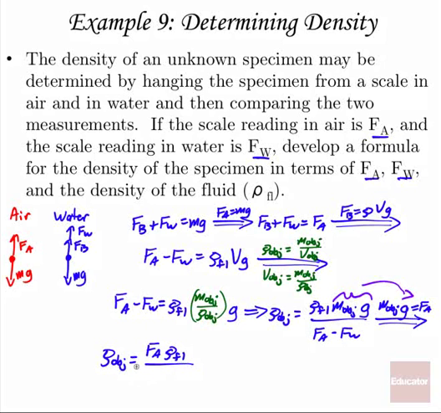divided by the scale reading in air minus the scale reading in water.